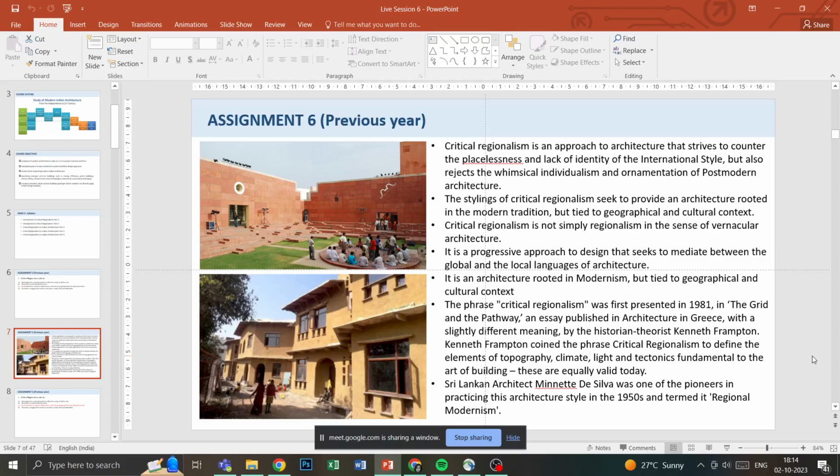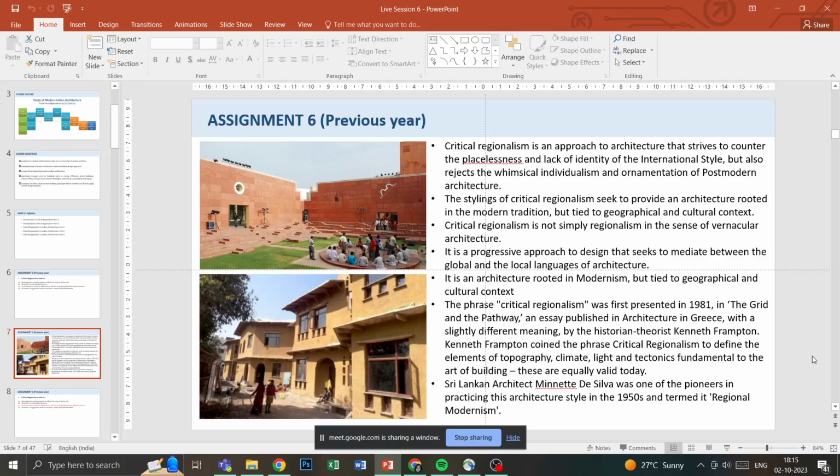What it means here is global language in the sense of the modernist principles that are now there, which emphasize the function of the building, and then the local language in the sense of using materials, passive cooling techniques, and others. It is an architecture rooted in modernism but tied to geographical and cultural context.